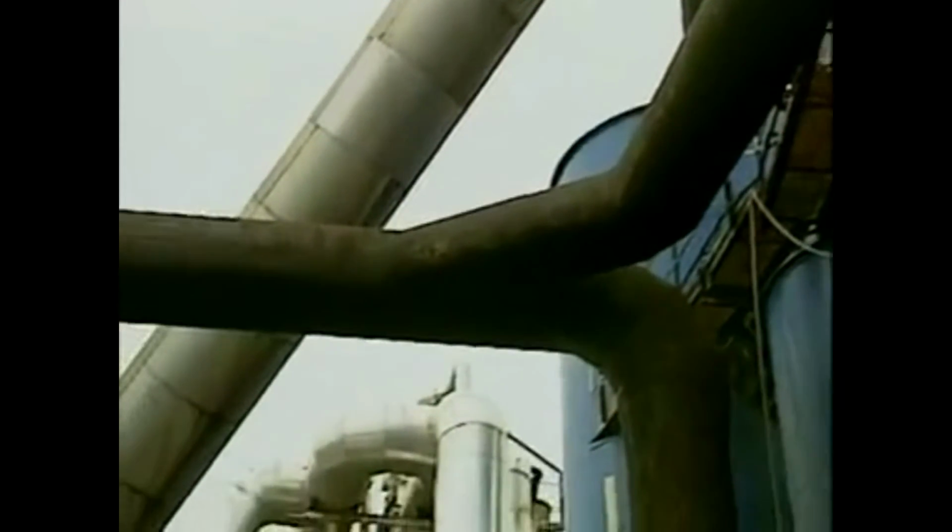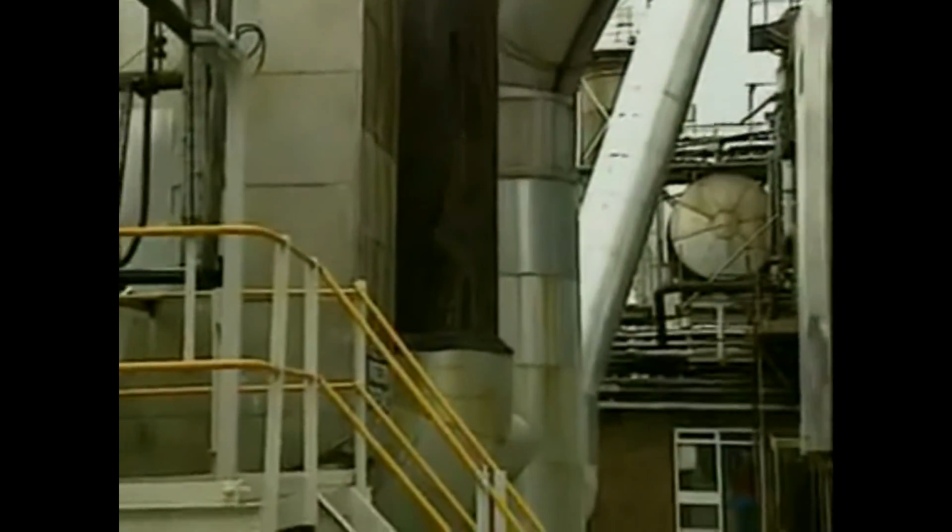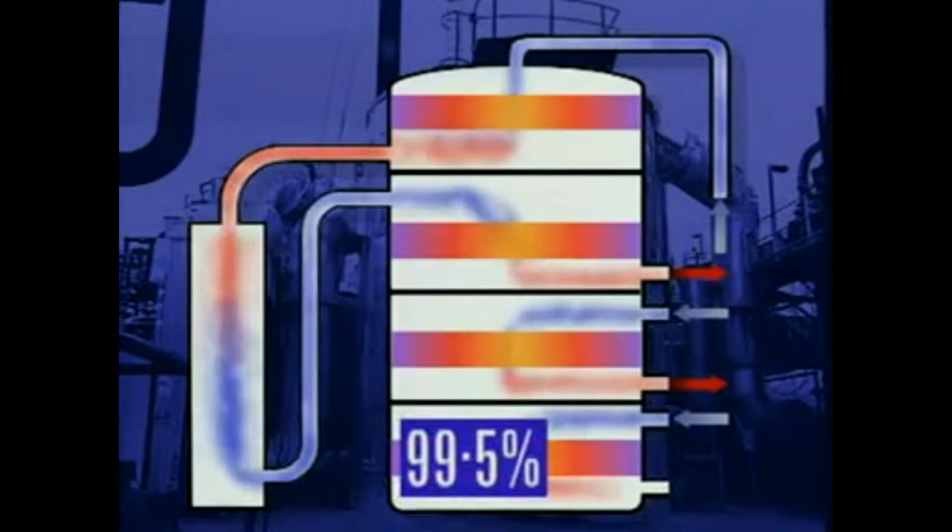The gas from the top of the tower still contains some sulfur dioxide and oxygen and is fed back into the final bed of the converter, after which 99.5% of the original sulfur dioxide has changed to sulfur trioxide.